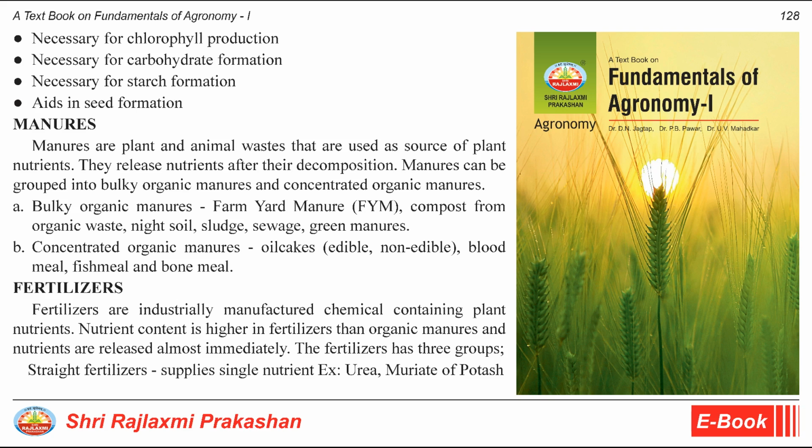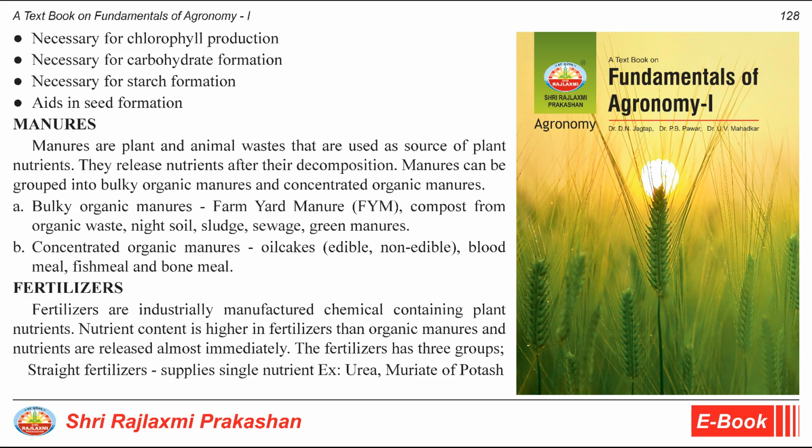Manures. Manures are plant and animal wastes that are used as a source of plant nutrients. They release nutrients after their decomposition. Manures can be grouped into bulky organic manures and concentrated organic manures. A. Bulky organic manures: farmyard manure (FYM), compost from organic waste, night soil, sludge, sewage, green manures. B. Concentrated organic manures: oil cakes, edible and non-edible, blood meal, fish meal and bone meal.